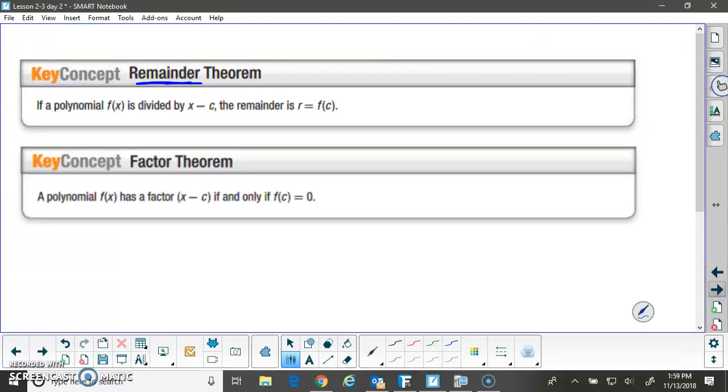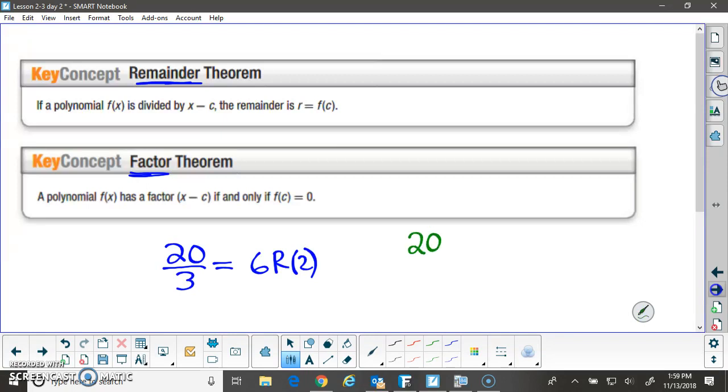The next one I want to talk about is the factor theorem. The factor theorem says a polynomial f of x has a factor x minus c if and only if f of c equals 0. So as an example, let's just use numbers. What's 20 divided by 3? That's equal to 6 with a remainder of 2. So do those two numbers divide evenly? No. So since they don't divide evenly, is 3 a factor of 20? No.